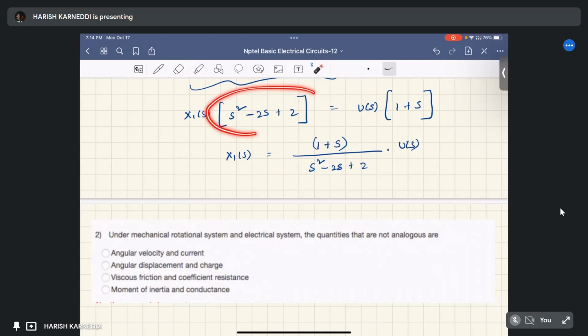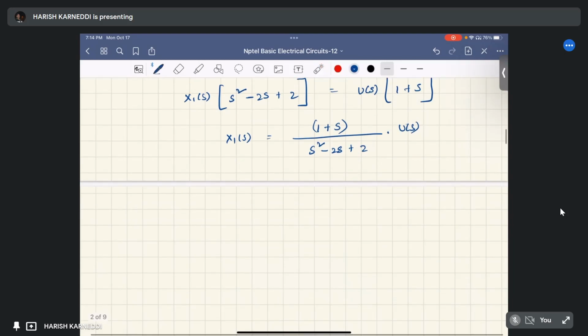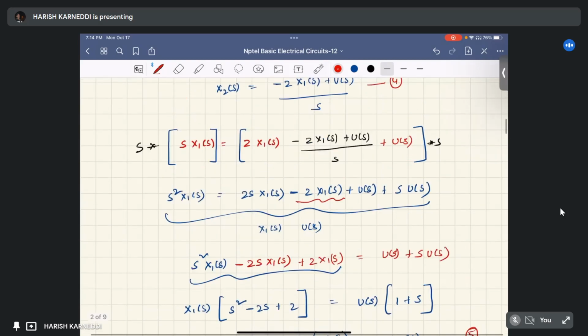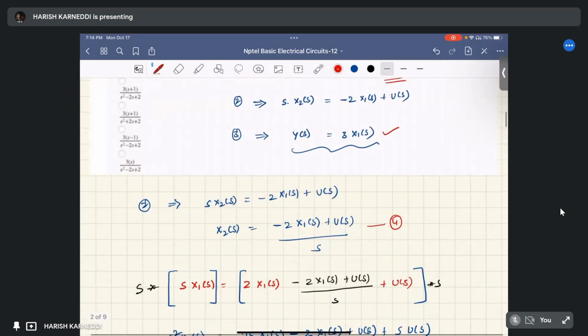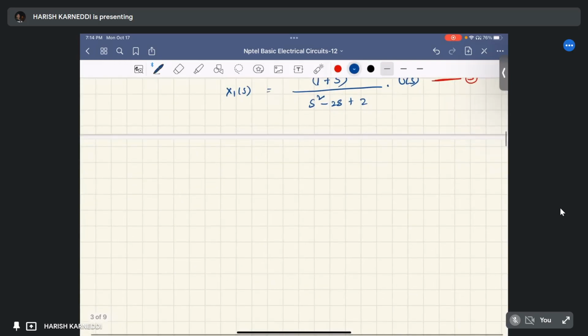We just bring this equation into the denominator. So the numerator is 1 plus s and the denominator is s square minus 2s plus 2 into u of s. So we got the equation x1 of s in terms of u of s. We can classify from equation 3 and equation 5. We can write y of s, right? How can we write y of s?